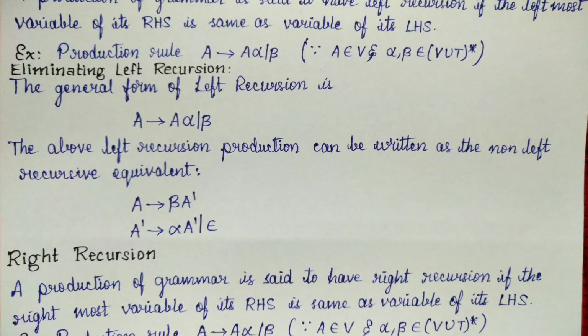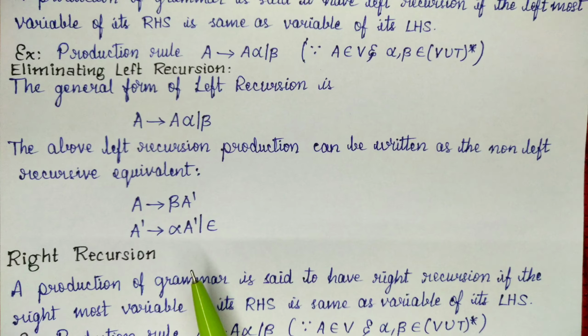But in a grammar we should not have star, so we replace it with A prime and write the grammar as A produces beta A prime, and this A prime is briefly written as A prime produces alpha A prime or epsilon. Meaning if we have 0 occurrences of alpha, then it is epsilon, and if we have only one alpha, then A prime produces alpha.